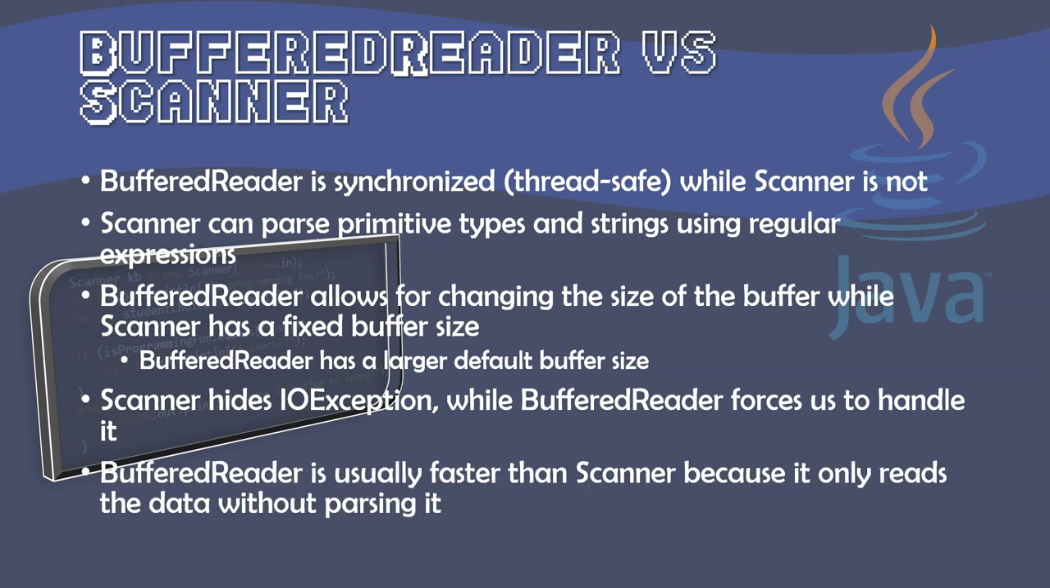BufferedReader also has the advantage of being faster than the Scanner class because it's only reading the data in without parsing it. So it's not going to try and figure out, okay, is this an integer? Is this a double? It handles all that and just says, hey, I got this data. What do you want me to do with it?